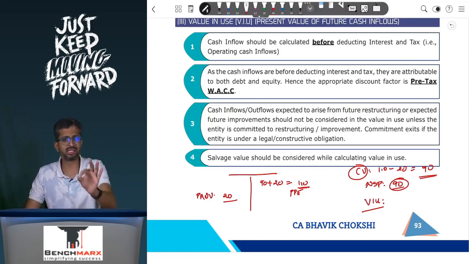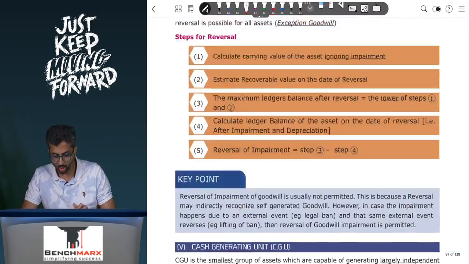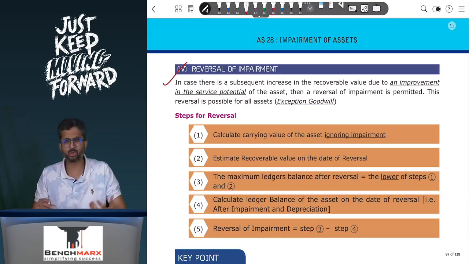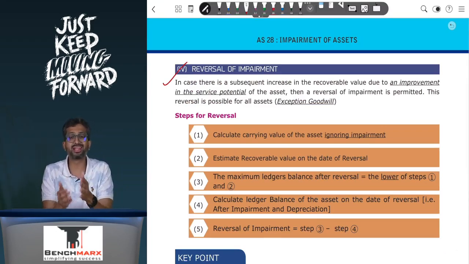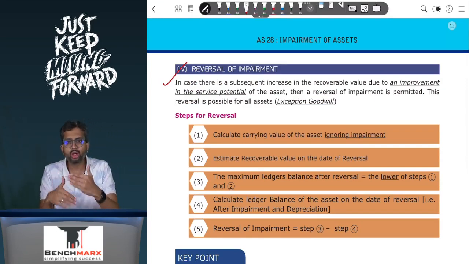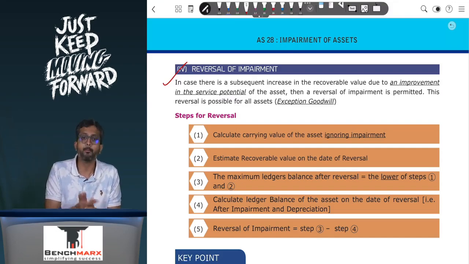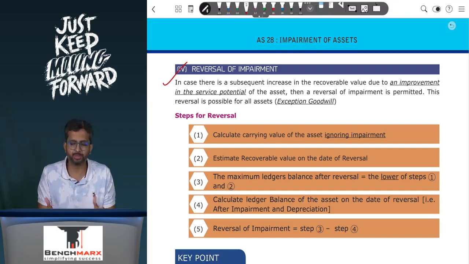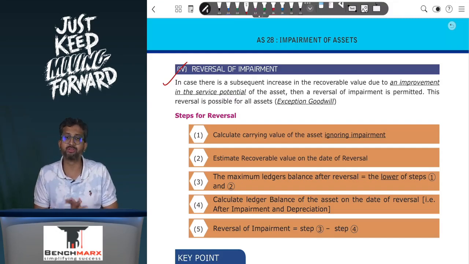Not very important, but there's an example in the institute study material pertaining to this, which we will discuss, and hence we are just touching upon that. Now, when there is a reversal of impairment, I would say this is not very important, but nevertheless, you have to remember that while reversing an impairment loss which has already been recorded, you will not reverse the loss beyond the carrying value had there been no impairment, or the recoverable value, whichever is lower.